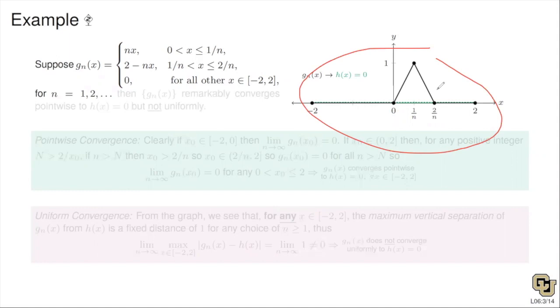For example, let's just suppose n is 1. Then from 0 to 1, I'll have the function x, and then from 1 to 2, you'll have the function 2 minus x. So it would look something like this, 0 to 1, and then 1 to 2. That's when n is 1. And it'd be 0 for all other points.